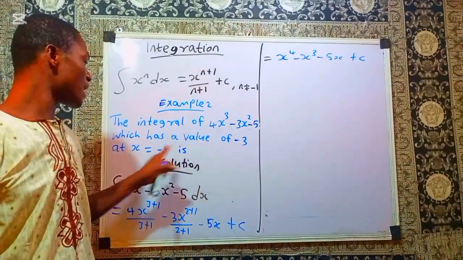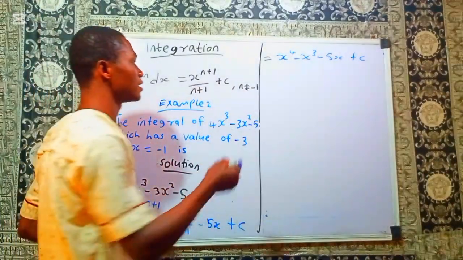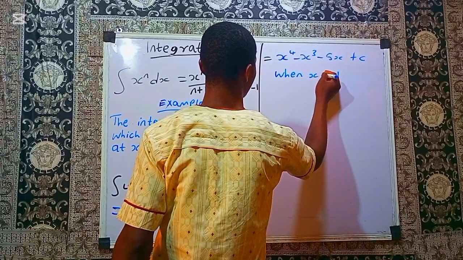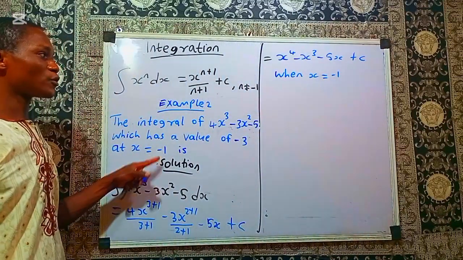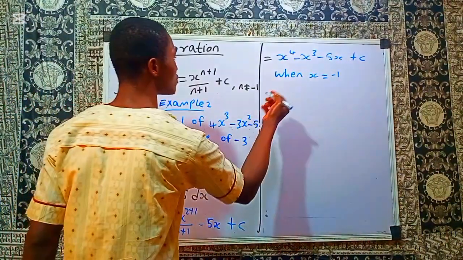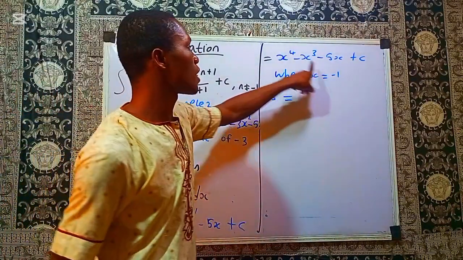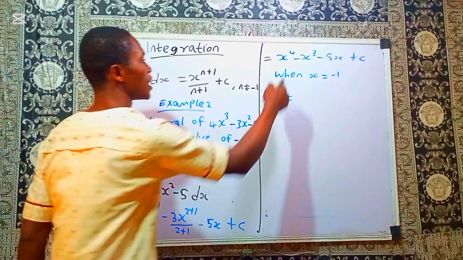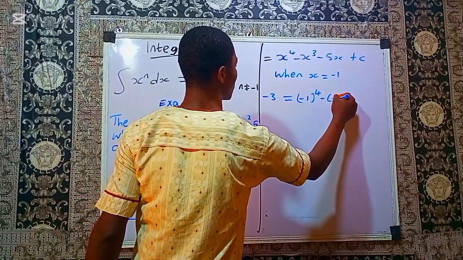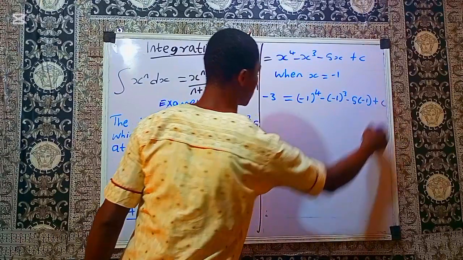So when x is minus 1, the value of the integral is what? Minus 3. So let's write, when x equals minus 1, we'll solve. When x is minus 1, what's the value of the integral? Minus 3. So we are going to have minus 3 equal to, we are going to put minus 1 in this integral. So we are going to have minus 1 raised to power 4, minus 1 raised to power 3, minus 5 multiply minus 1, plus c.